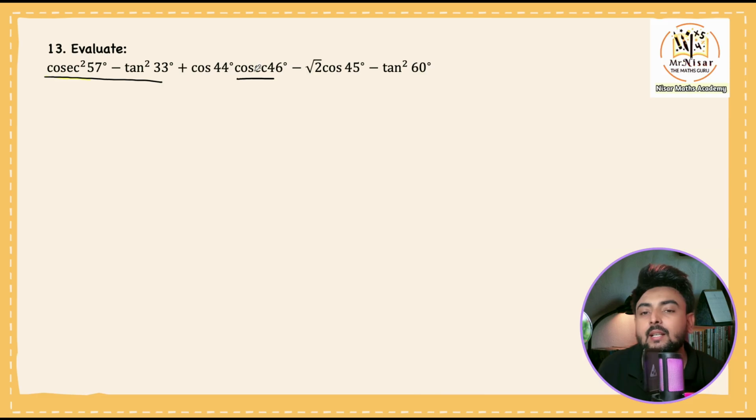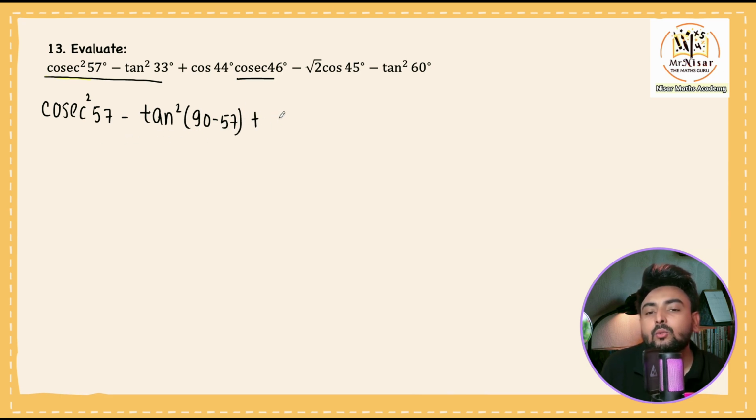So cot I can write as, I'll write and I'll show you. See, this cosec I'll write as it is. Cosec square 57 minus this tan will convert, tan square 33 we can write as 90 minus 57. See, you can use here, always use some common sense. Then cos 44 we have, then cosec 46. So can I write this cosec 46 as cosec 90 minus 44, minus root 2.